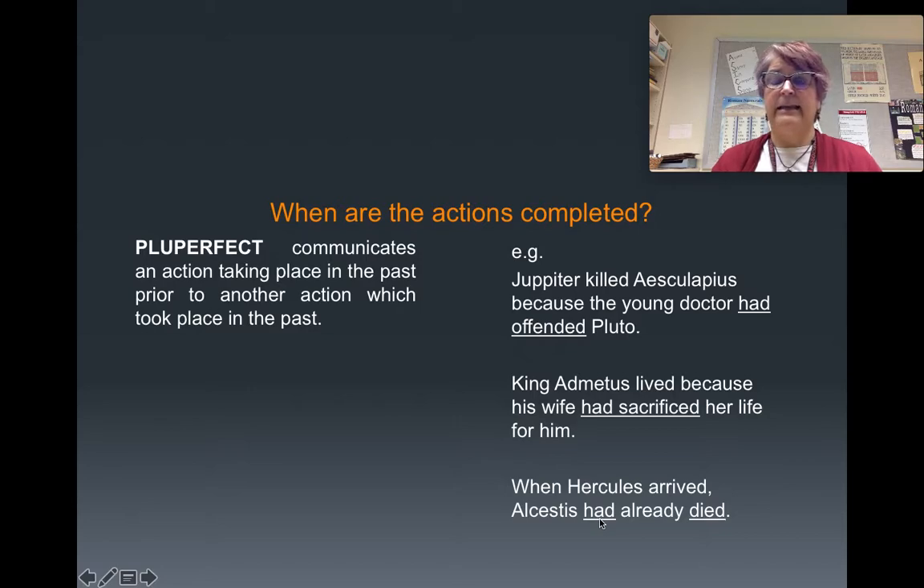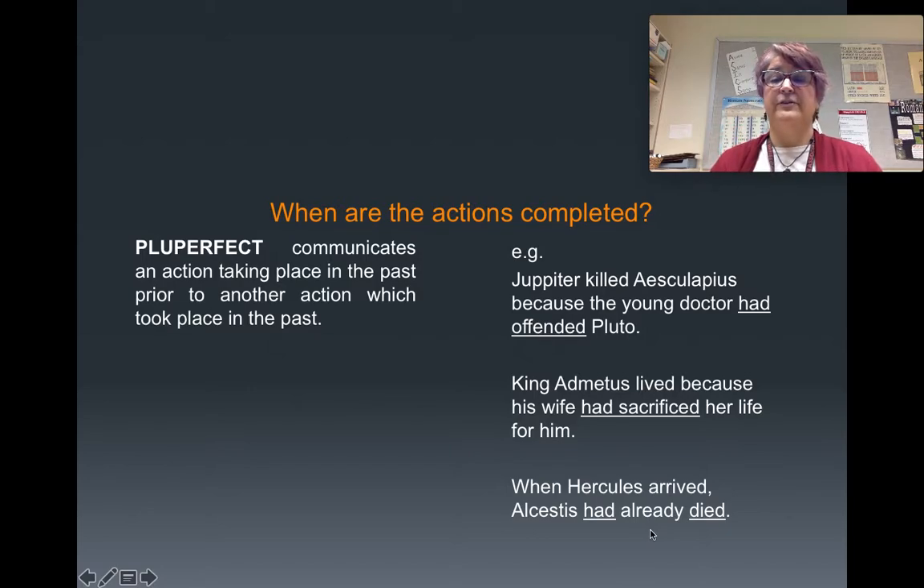You might think that the inclusion of the helping verb had in these English sentences is extra, not needed, because we have words like because or when and already. But the truth is that if you don't include the had, even though you have the because in both of these sentences or the when and the already, you're not using the correct tense.